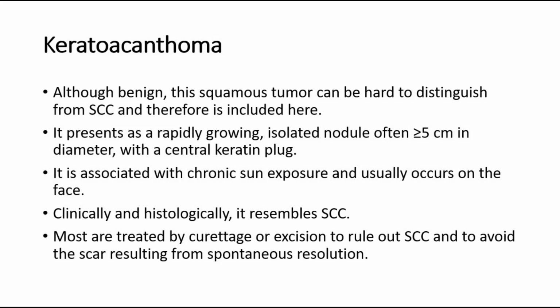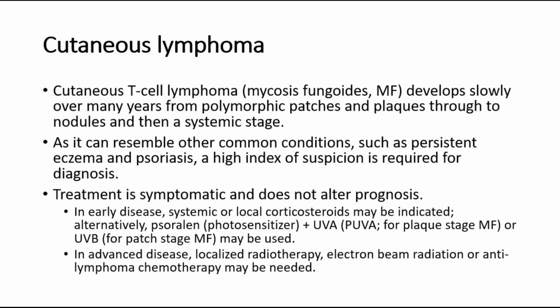For cutaneous lymphoma, it develops slowly over many years, from polymorphic patches and plaques, through to nodules, and then a systemic stage. As it can resemble other common conditions, such as persistent eczema and psoriasis, a high index of suspicion is required for diagnosis. Treatment is symptomatic and does not alter prognosis.